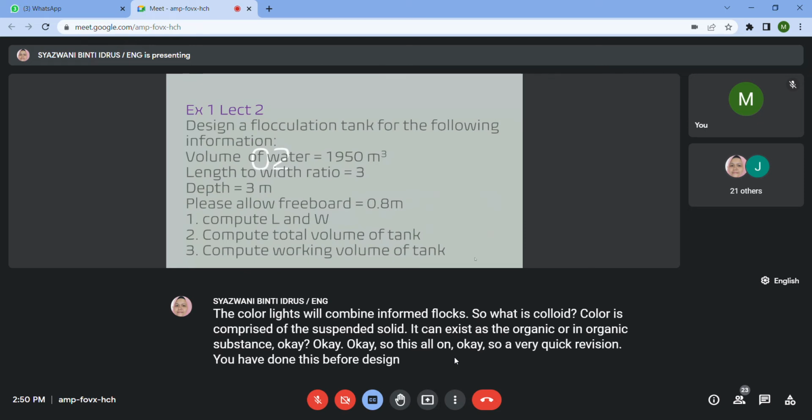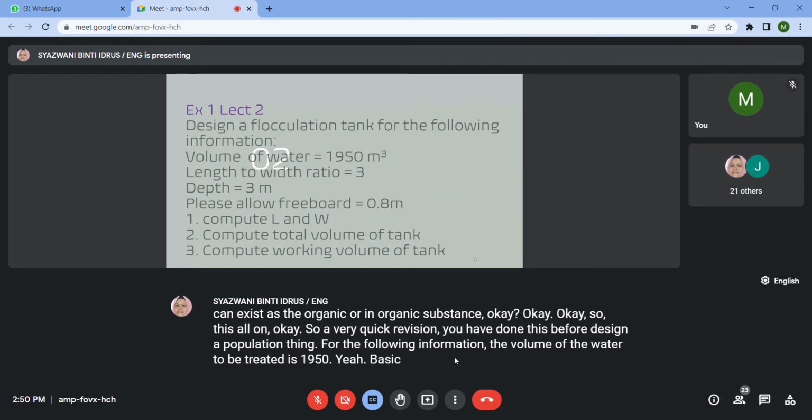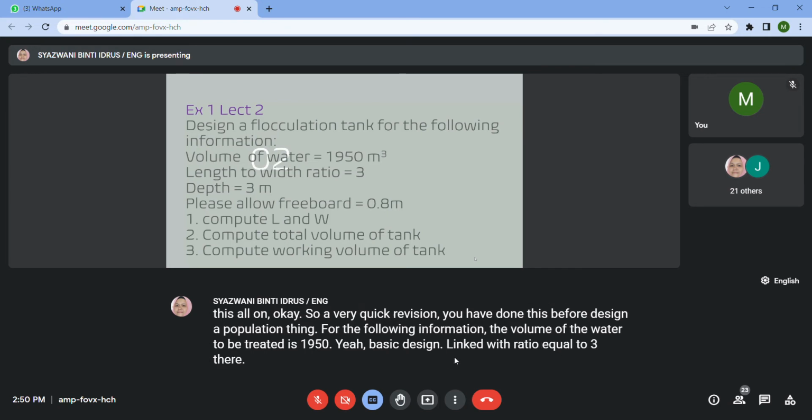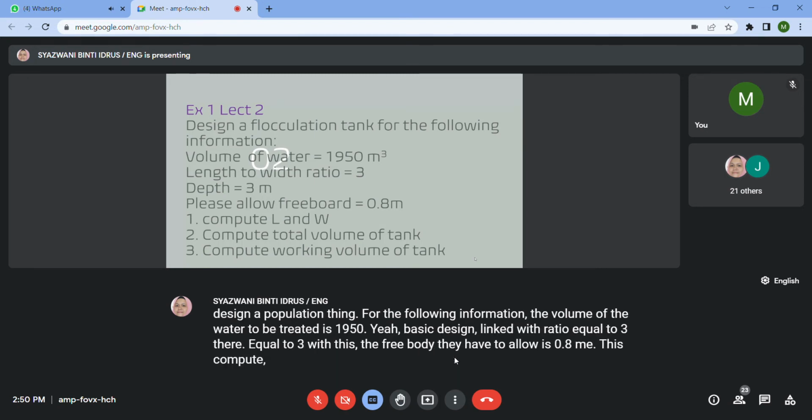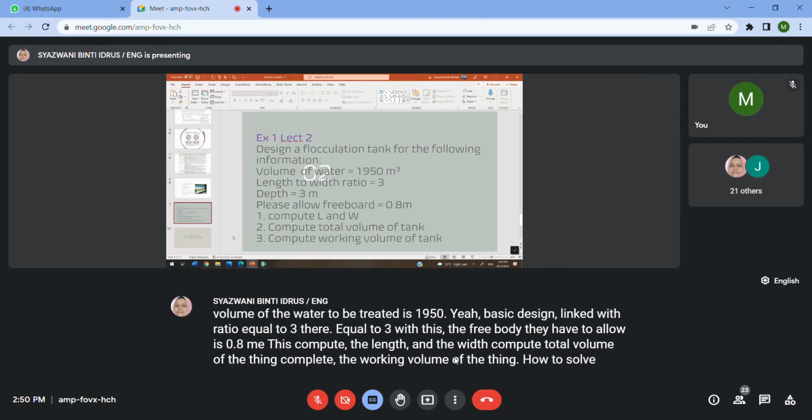Design a flocculation tank for the following information. The volume of the water to be treated is 1950. Basic design: length to width ratio equal to 3, depth equal to 3 meters. The freeboard that you have to allow is 0.8 meters. Compute the length and the width. Compute the total volume of the tank. Compute the working volume of the tank. Okay, how to solve this problem?